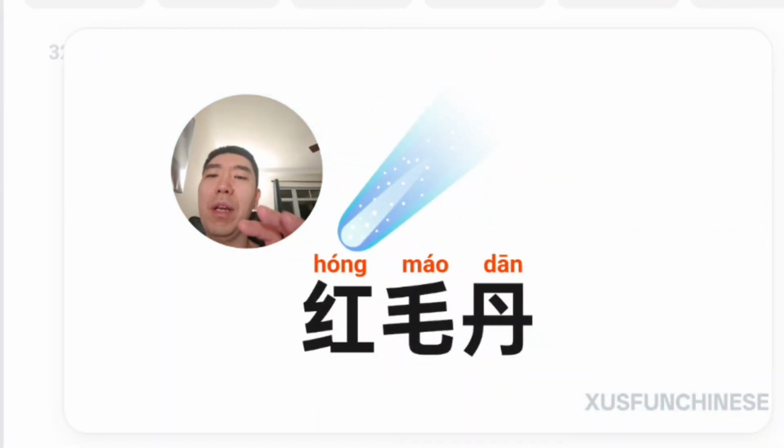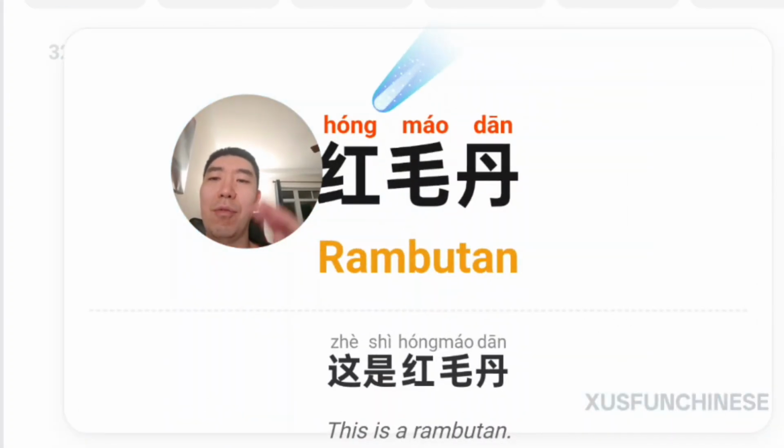红毛丹。Hongmaodan is a really funny name because hong is red, mao is hair, so it's red hair. Dan could be a round-shaped pill. So hongmaodan, a red-haired round-shaped pill. 这是红毛丹。That's rambutan. It's also something from a tropical area, so I don't think it was introduced to mainland China until maybe 20 years ago.